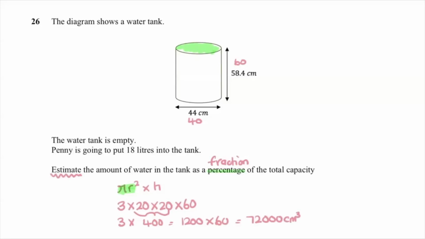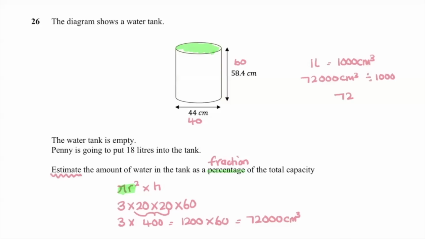That is my volume. However, my question is telling me that Penny is putting 18 liters into the tank. And the word capacity here is also referring to the amount of liquid a 3D shape can hold. So I'm not in the right units at the moment. To be able to continue with this question, I need the knowledge that 1 litre is equal to 1,000 centimetres cubed. Without it, I'm probably going to be stuck at this stage. So I've got 72,000 centimetres cubed. If I divide it through by 1,000, I'll get my litres, which is 72.